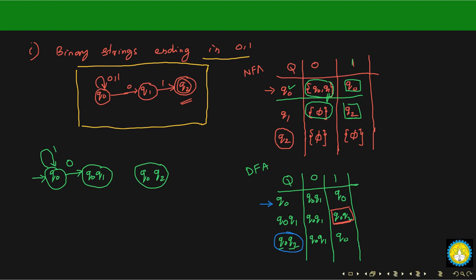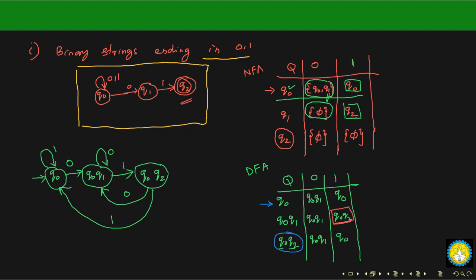Q0 Q1 on 0 goes to Q0 Q1 itself. Q0 Q1 on 1 goes to Q0 Q2. Now Q0 Q2 on 0 goes to Q0 Q1. So this is going to be its transition. And Q0 Q2 on 1 goes to Q0. Okay, so Q0 Q2 on 1 goes to Q0.